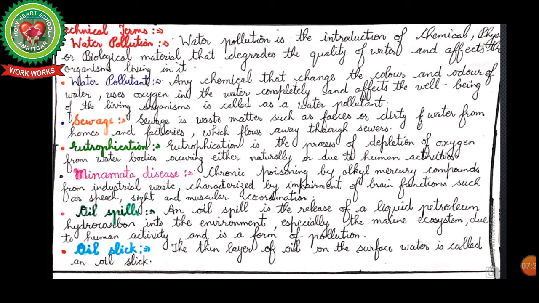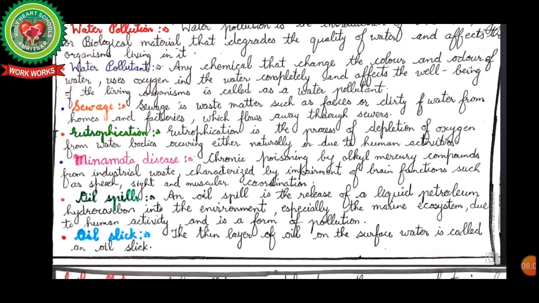Next is Minamata Disease. Chronic poisoning by alkyl mercury compounds from industrial waste characterized by impairment of brain functions such as speech, sight, and muscular coordination. Oil spills. An oil spill is the release of a liquid petroleum hydrocarbon into the environment, especially the marine ecosystem, due to human activity and is a form of pollution. Oil slick. The thin layer of oil on the surface water is called an oil slick.